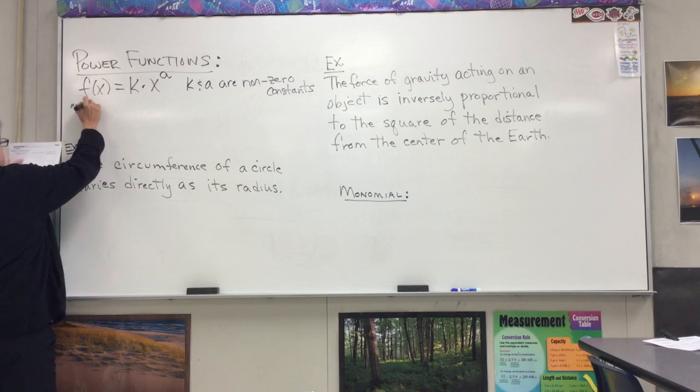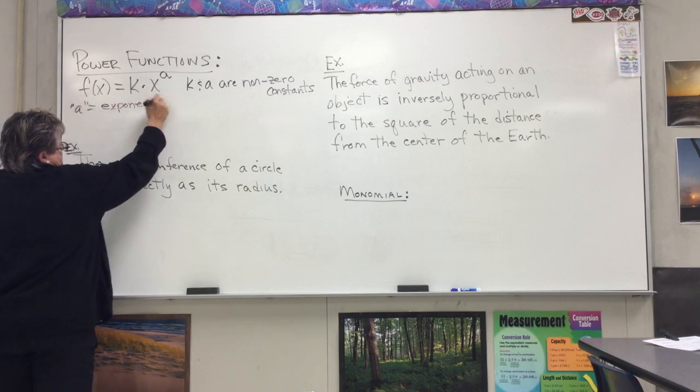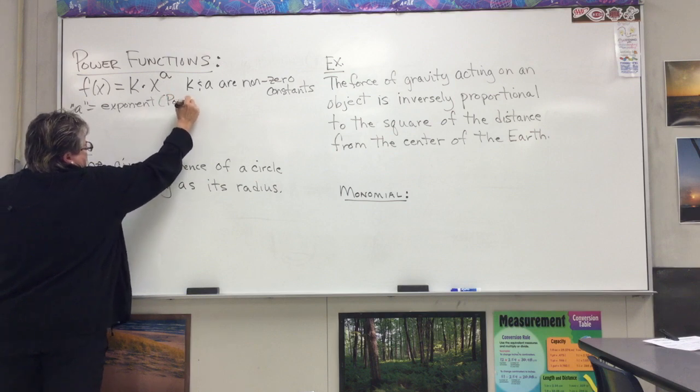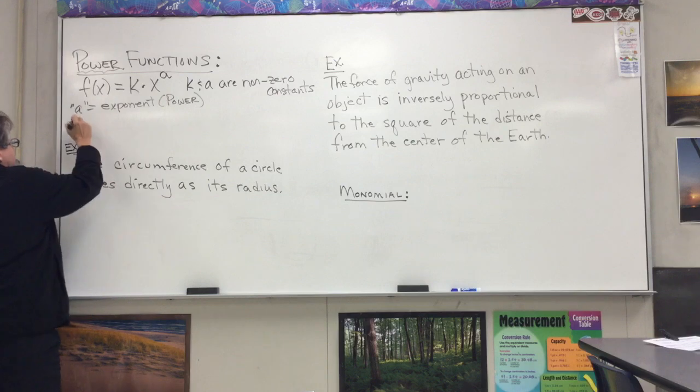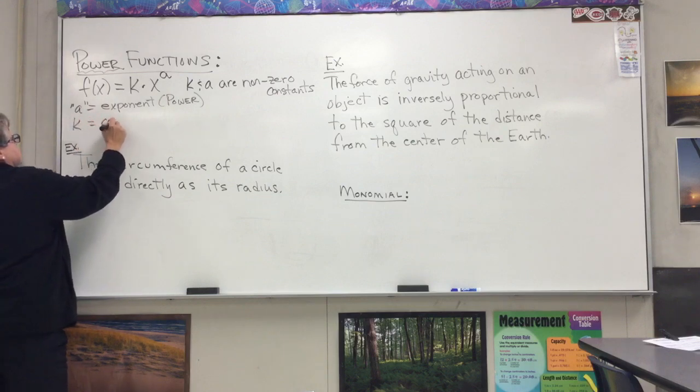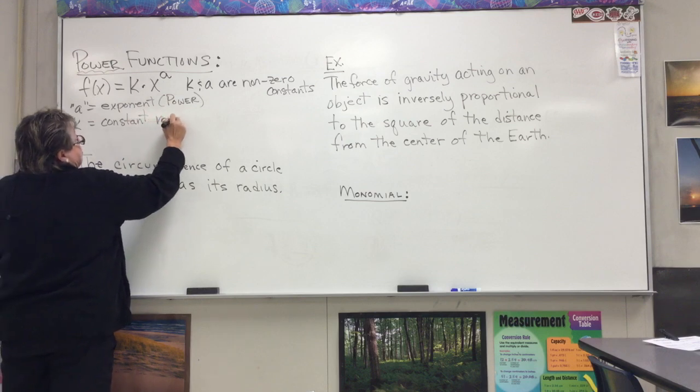The a part is your exponent, or in this case, your power. That's the idea, power function. And k is going to be known as the constant of variation.